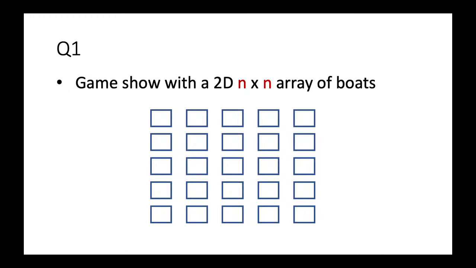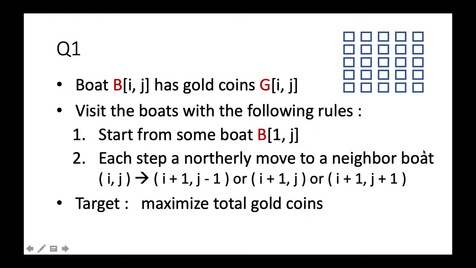Yes. Okay, so for question 1, it is about a game show problem. We are having n by n boats, arranged in a 2D array. The contestants are located at the bottom part of this area, and then the target is like this. They can pick one of the boats in the first row, select it, and then jump. So let's say the contestant selects this one.